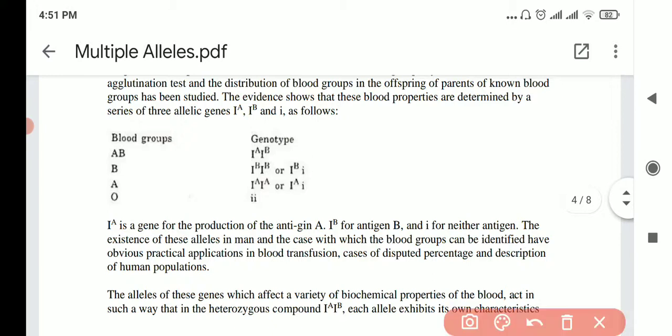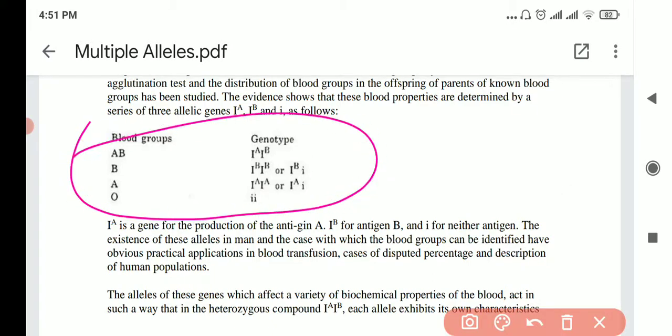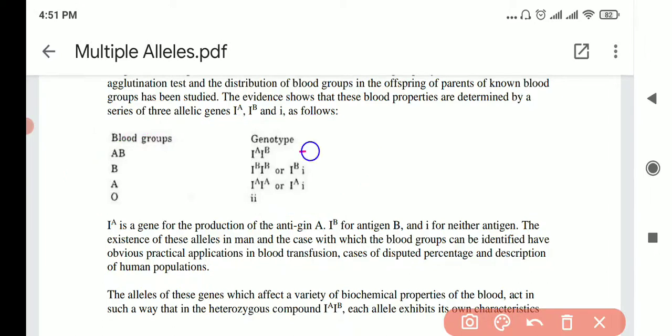So these are how the genotypes appear. If the genotype is AB, the blood group is AB. If it's homozygous or heterozygous for O and A, it will be A blood group, or for O and B, it will be B blood group. And if it's in homozygous recessive condition, it will be O blood group. So here O is the most recessive, and A and B are equally dominant.